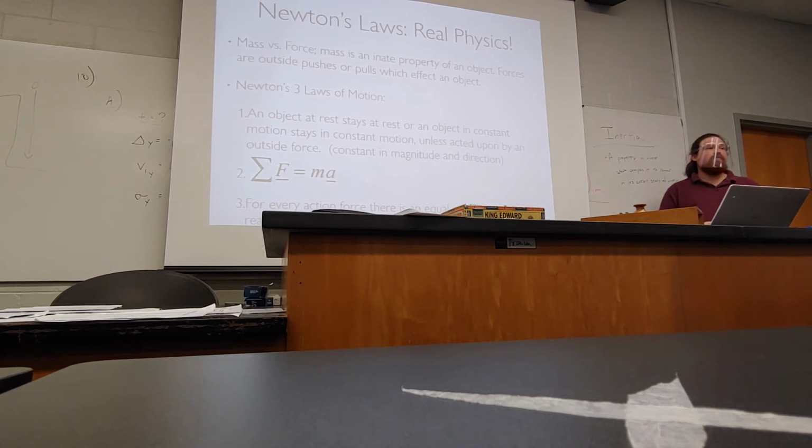The classical example of this is something flying through space. Because in space, there's really no functional outside forces on the object, so an object that is just free flying through the void will continue moving at the same velocity until something stops it, until it hits a planet or something hits it.